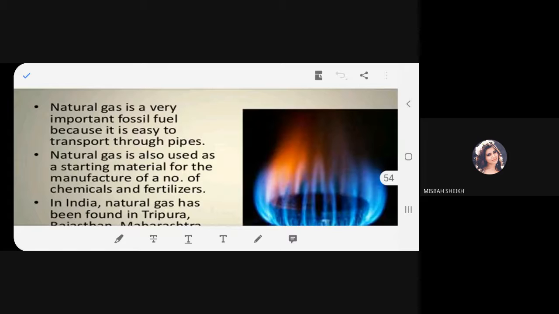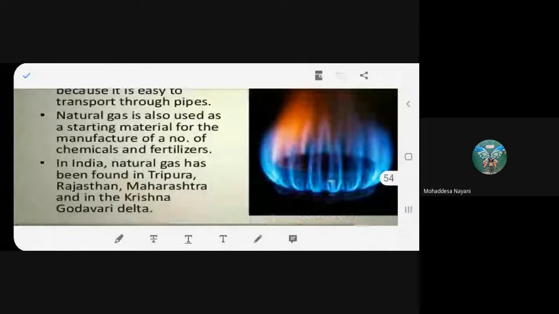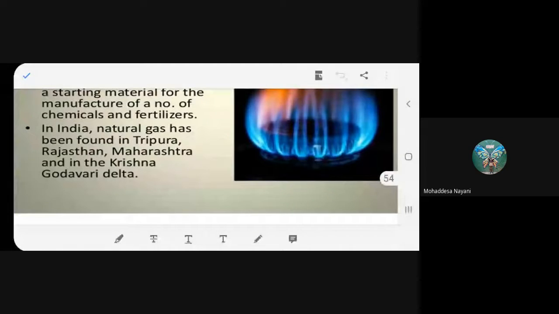Now, this is also used as a raw material. What is the meaning of starting material, beta? Raw material for making so many types of chemicals and fertilizers. If we talk about our country, this natural gas is found in Tripura, which is near Bengal, and Rajasthan, Maharashtra, and in the Krishna Godavari Delta. Now, what is Delta, beta?